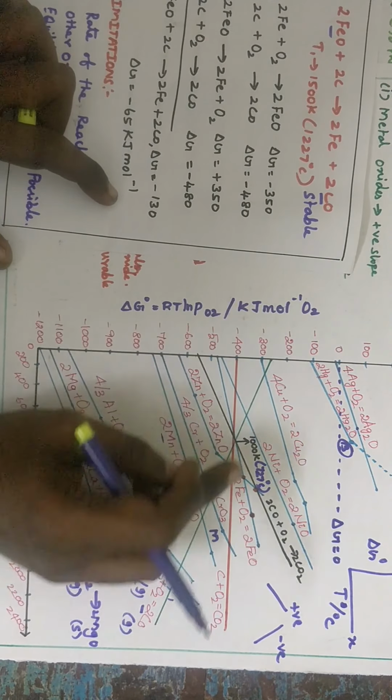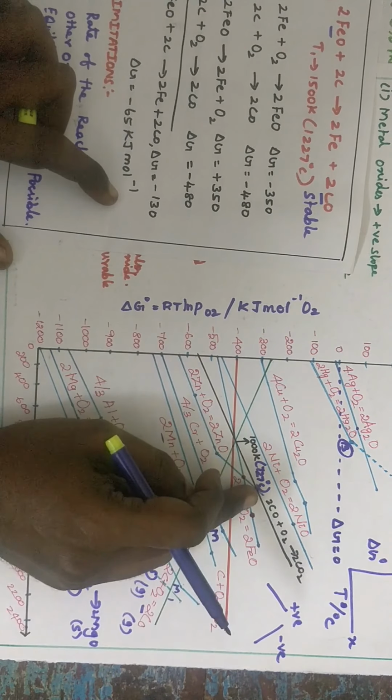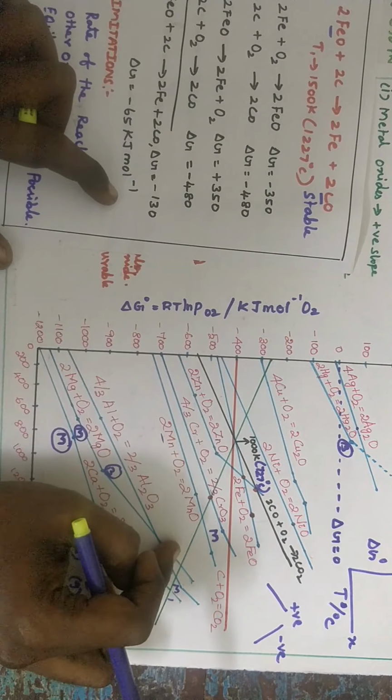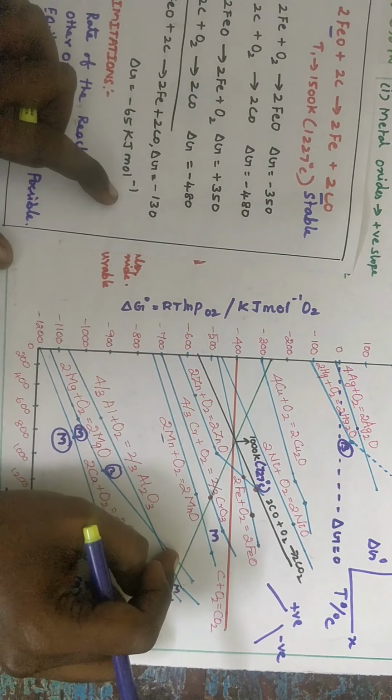After 727 degrees Celsius, carbon monoxide formation is favored. So the delta G naught value starts increasing, hence it is more stable.